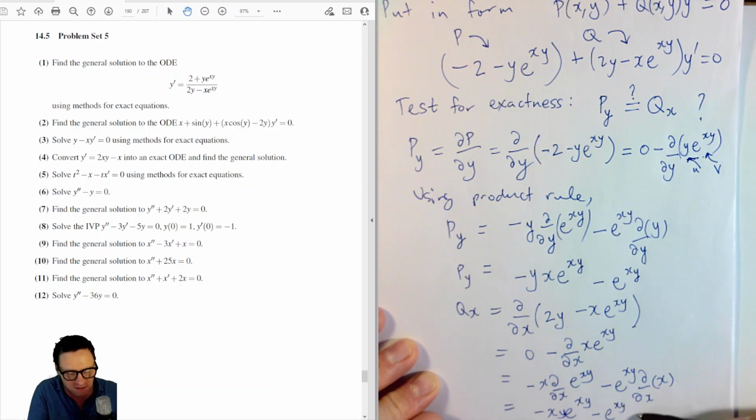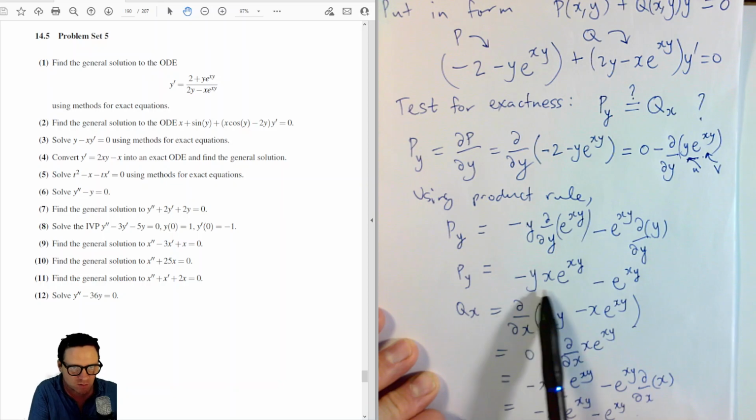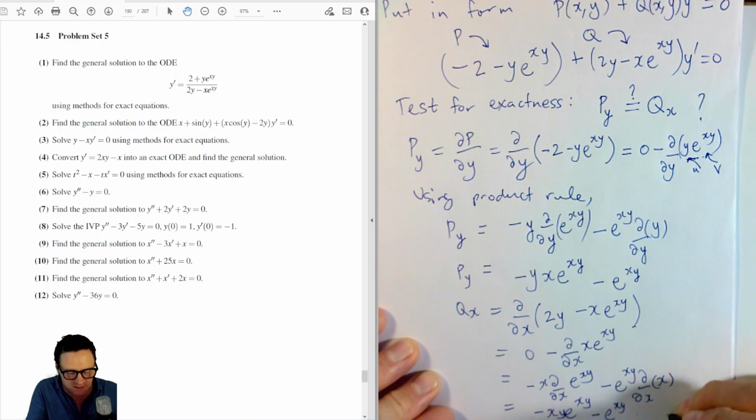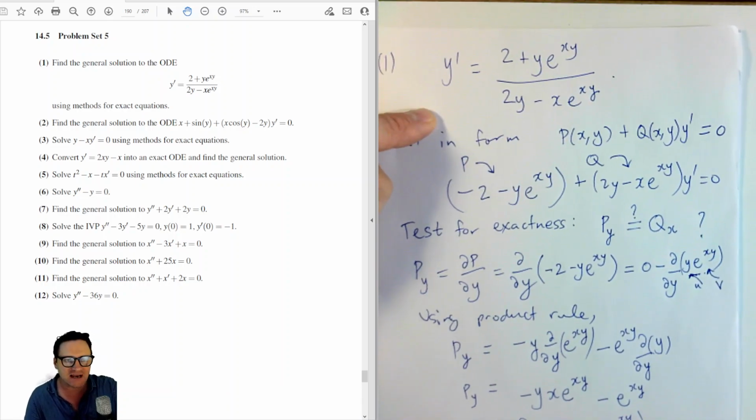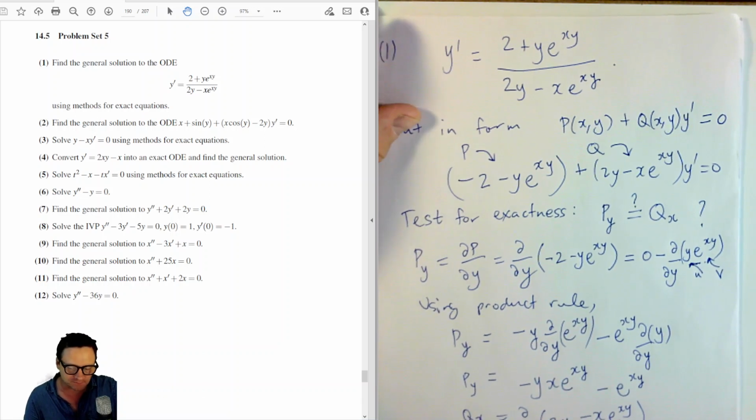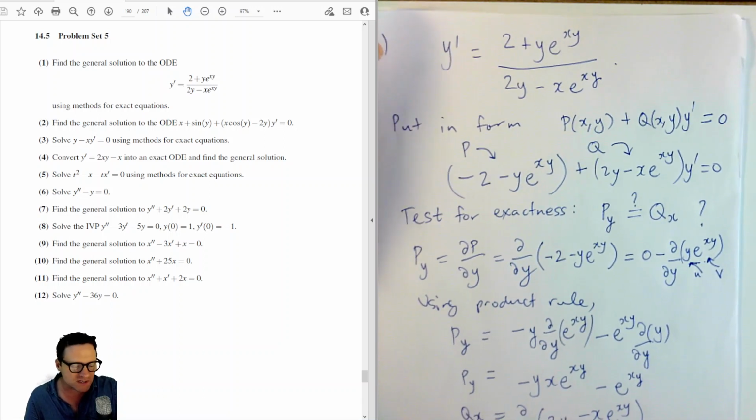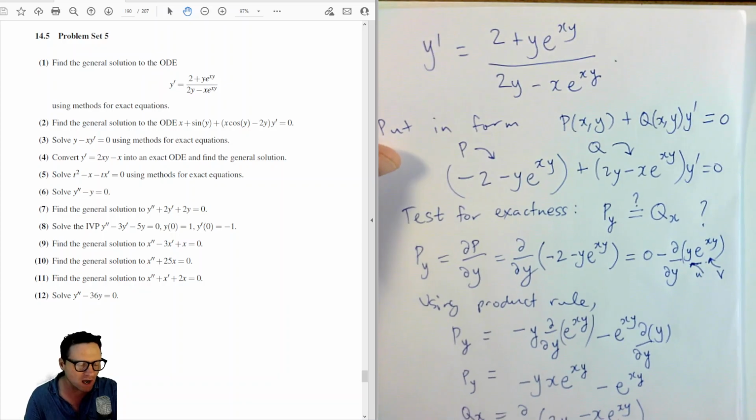And let's compare this with this. These are the same thing because we can swap the order of the x and the y. So this is equal to p subscript y, and hence this differential equation is exact. Okay, so we have shown that it's exact. And so now we seek a function lowercase f of x and y.